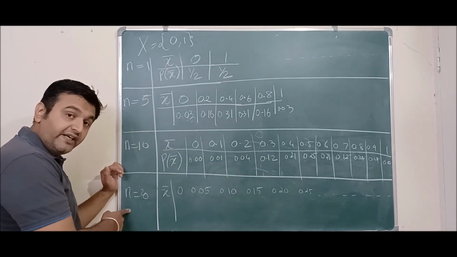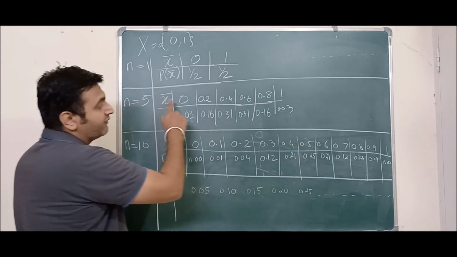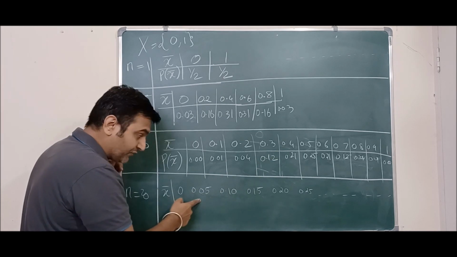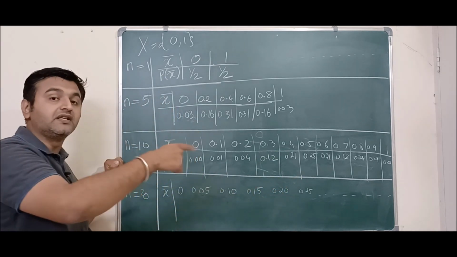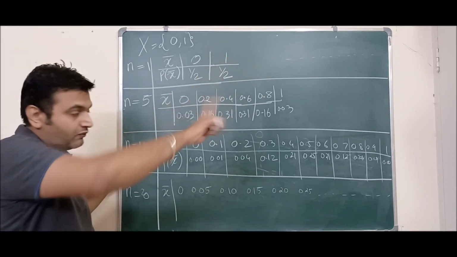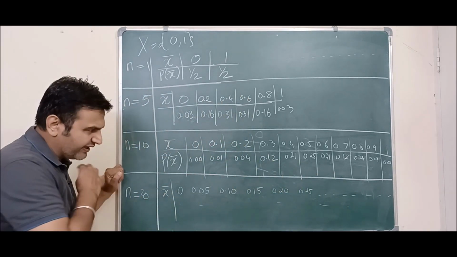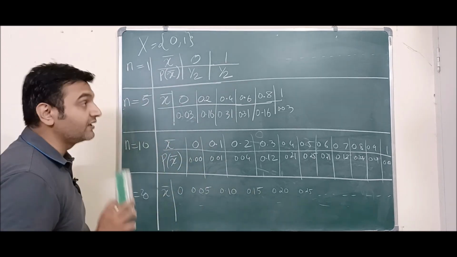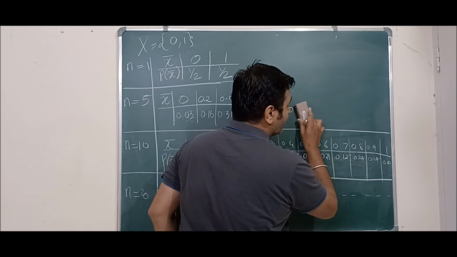When you take n equal to 20, for 10 there were 11 terms, for 5 there were 6 terms, so for 20 there will be 21 terms: 0, 0.05, 0.10, 0.15, 0.20, 0.25, 0.30, 0.35 and so on up till 1. One can write down the probability distribution over here, but that will be very big, so I am not writing it. But what good thing happens here is that you observe the sampling distribution. One can observe a very nice thing.